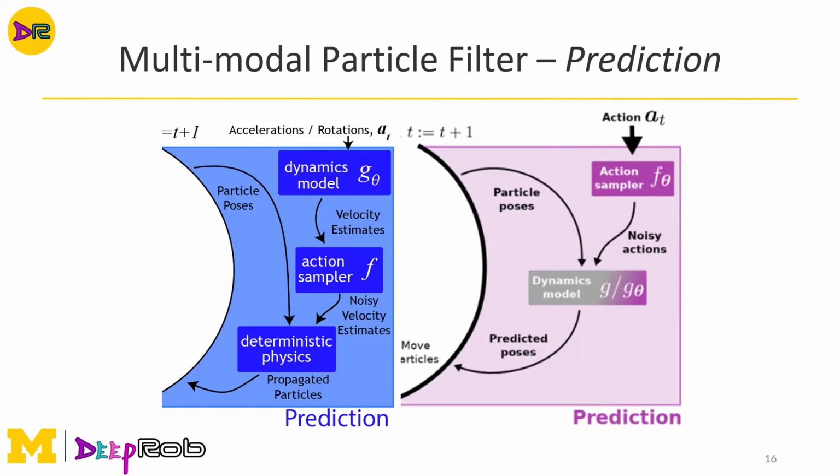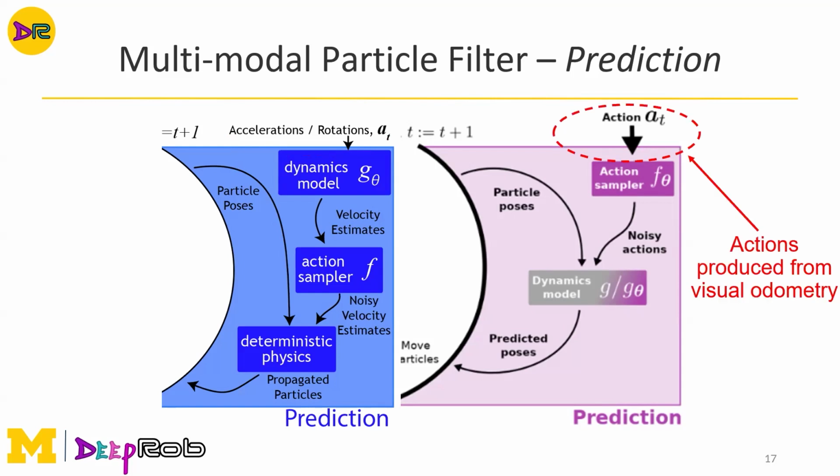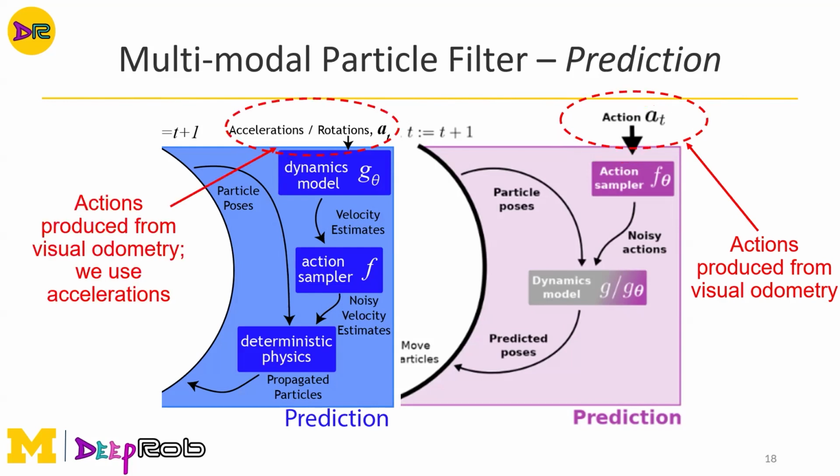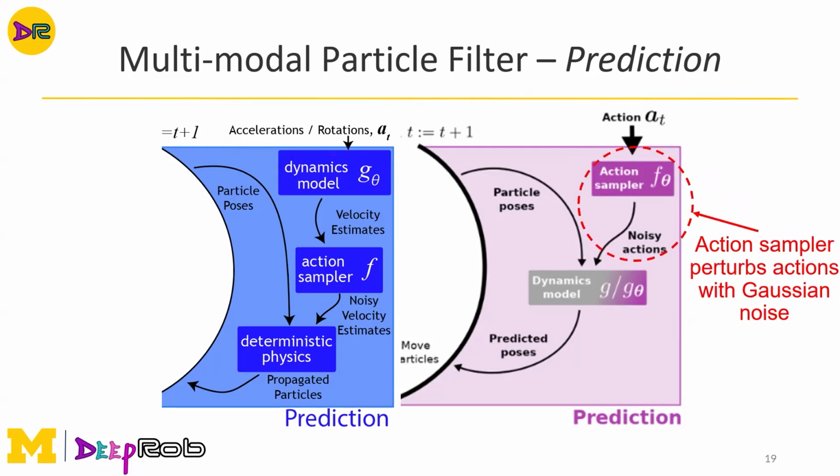Looking more at the dynamics model, on the right-hand side you see the original implementation in the DPF paper, and on the left-hand side you see our implementation. In the original DPF paper, they acquire actions produced directly from the visual odometry in the form of the outputs from the particle proposer. In our implementation, we accept accelerations and angular accelerations from the onboard accelerometer of the KITTI vehicle. The original implementation passes these accelerations or actions through an action sampler, which adds noise to each action.